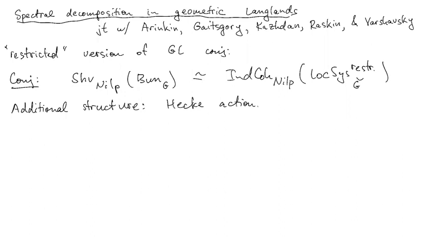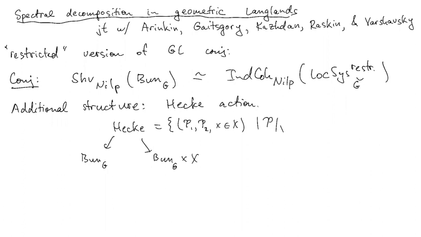Let me remind you. I'll do this on both sides. There's the Hecke stack, Hecke G, we'll just call it Hecke. It's a correspondence between Bun G and Bun G times the curve. This is the set of triples: a point on the curve and two G bundles, P1 and P2, together with an isomorphism away from this point.